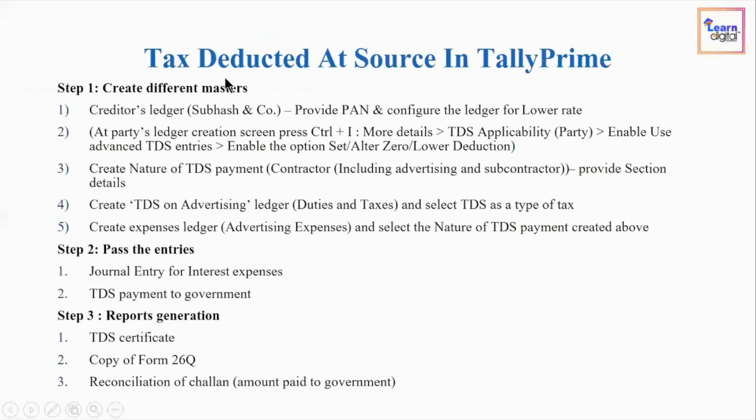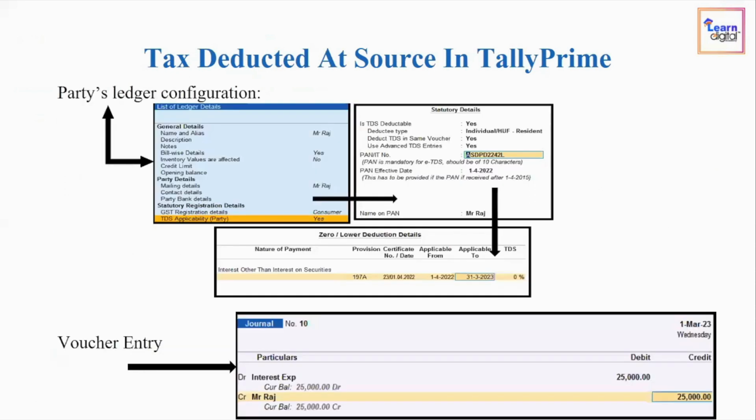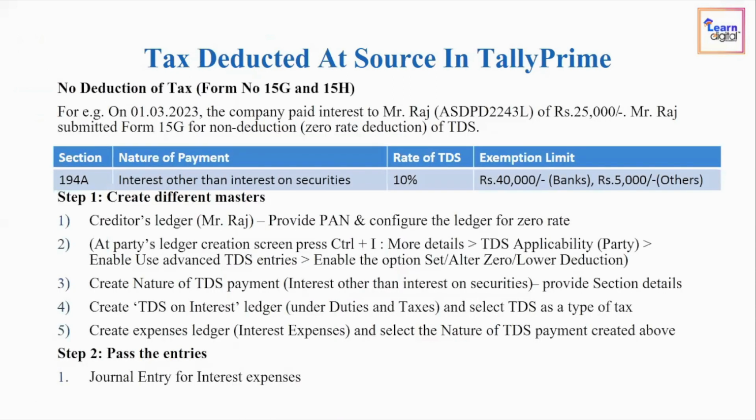So this is how tax deducted at source in TallyPrime can be modified to deduct the TDS at lower rate and also at zero rate. So go through the whole session and practice the same. Also try to solve the questions here based on this topic. So this is our last class on TDS. Go through all the classes based on TDS. So thank you for the day. Thank you.